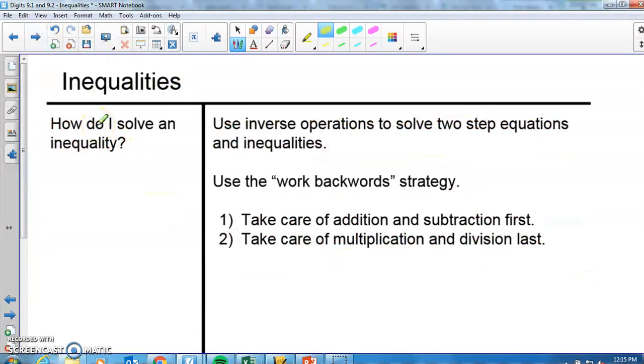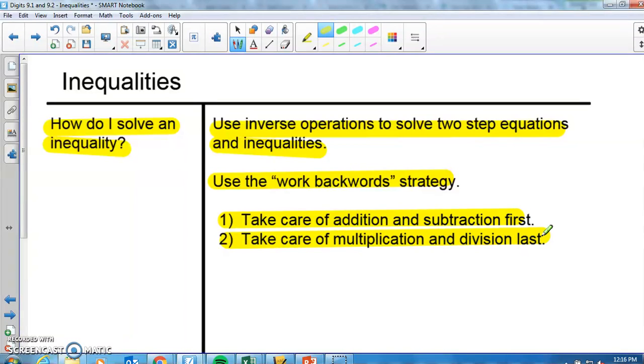All right, how do we solve inequalities? Solving an inequality is going to be done the same way we solved the equations. So we're going to use inverse operations that we use to solve two-step equations. We're going to apply that to these inequalities. Remember the work backward strategy. We're going to do the inverse of the order of operations. So what that means is what we just did, we're going to take care of our addition and subtraction first, and then we're going to worry about our multiplication and division last.